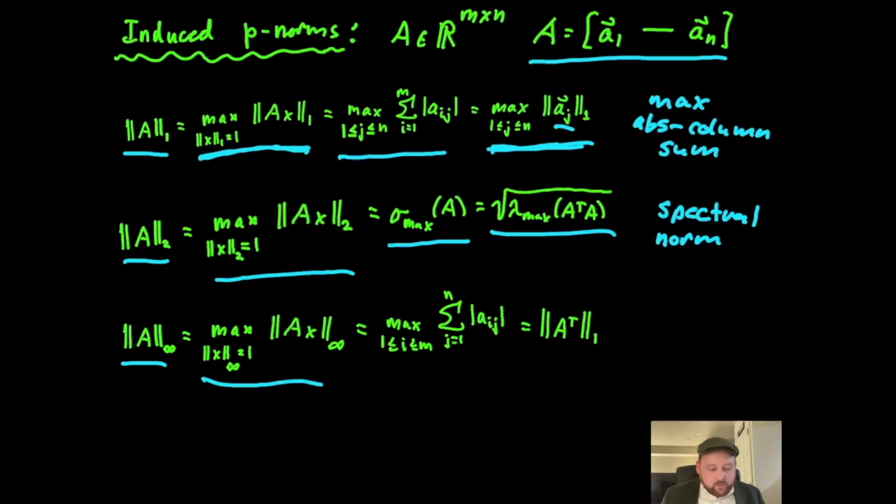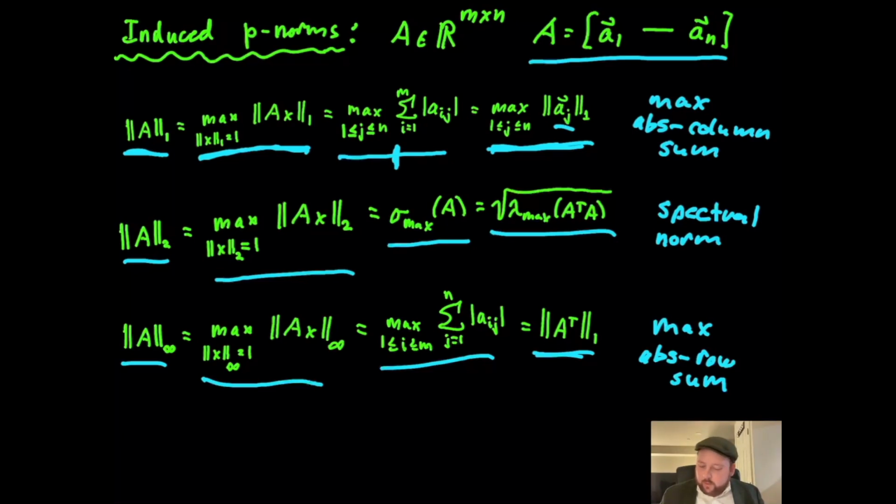And then finally, the induced matrix infinity norm is similar to the 1 norm, except now we're looking at the rows. It is the maximum absolute row sum. You can succinctly write this as the 1 norm of A transpose. So if you can calculate the 1 norm, then you can calculate the infinity norm by transposing the matrix first, because when you transpose, the rows become the columns.